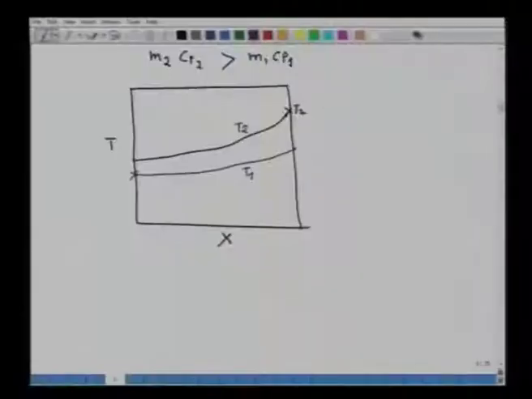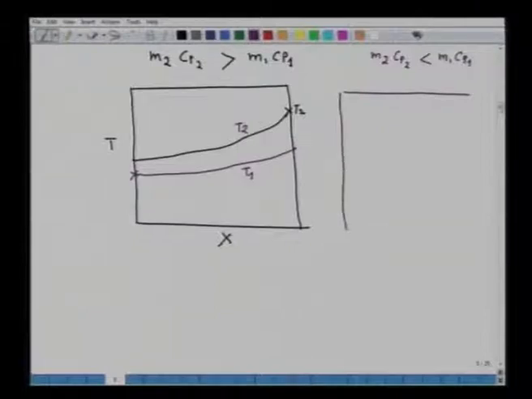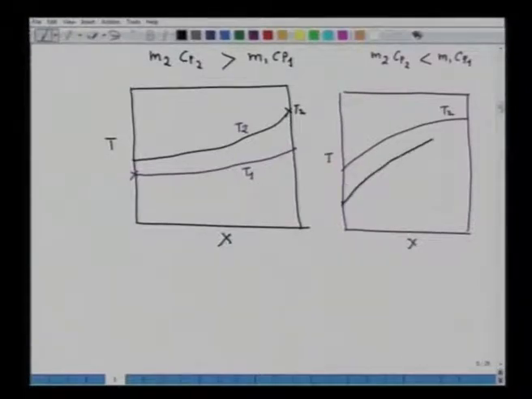Now, another situation we can have is where m2 Cp2 is less than m1 Cp1. Then how will it look? Again we can plot here T against x, then this is T2 and here we have T1.